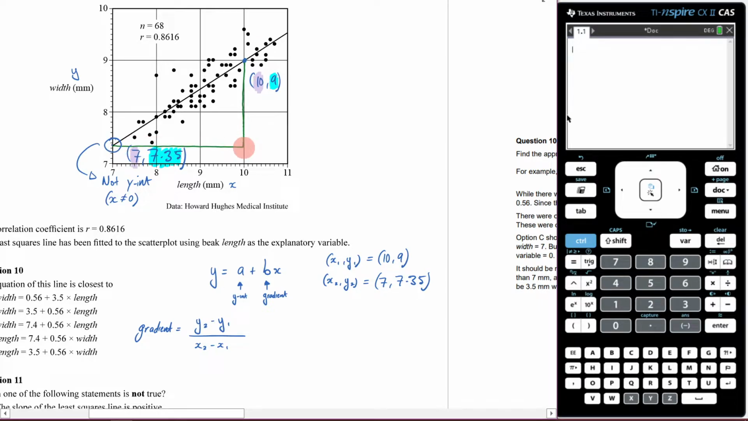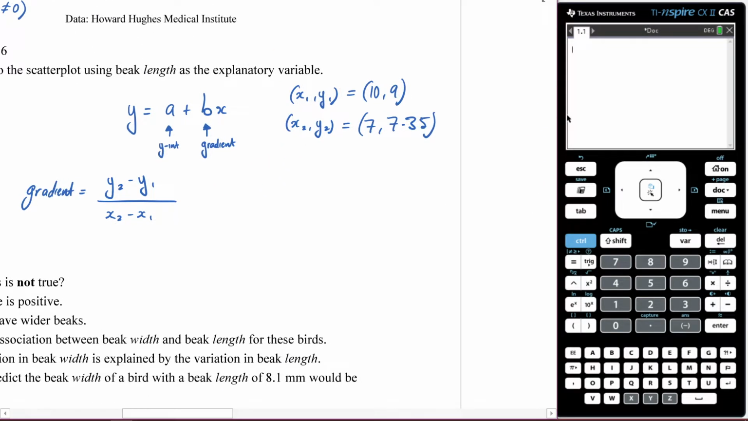So you're going to get the rise and the run, and that will tell you the gradient or slope of this thing. So you're subtracting the y values, you're subtracting the x values. All right, let's come here. Let's keep on going. We're going to go y2 is 7.35 minus y1 is 9 over x2 is 7 and then x1 is 10.